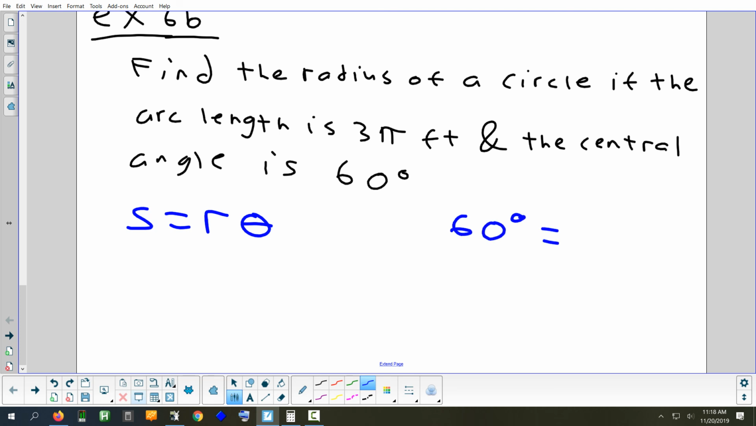So I just kind of do that off to the side. Does anybody remember if you multiply by pi, divide by 180? What do you get? Pi over 3. That's pi over 3. Okay, so that's what we want to use in our formula.